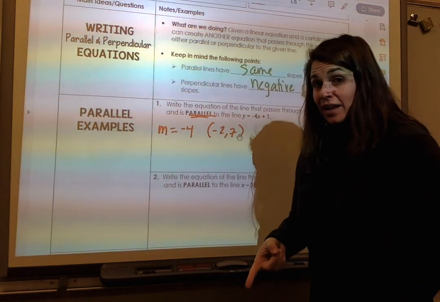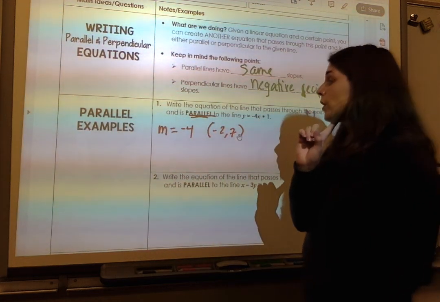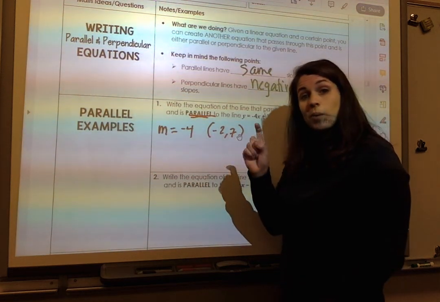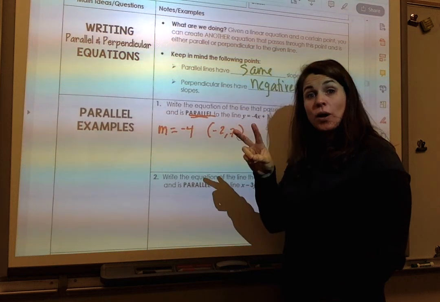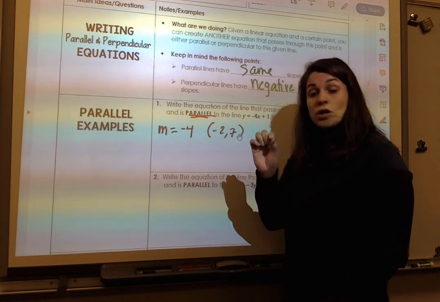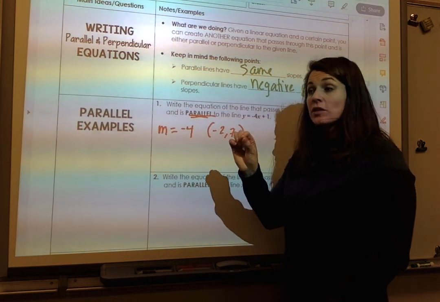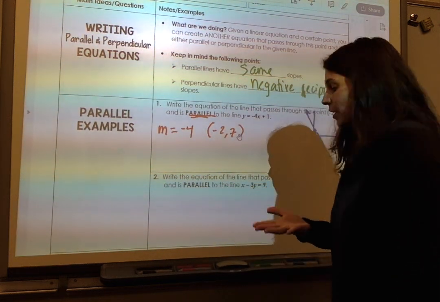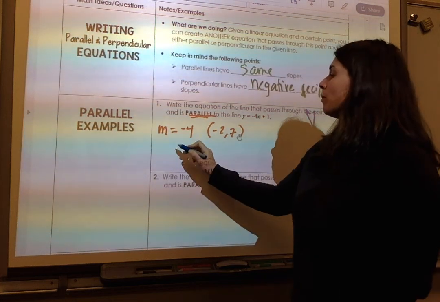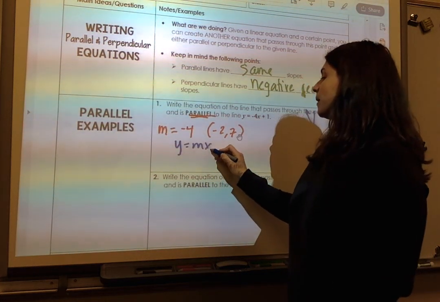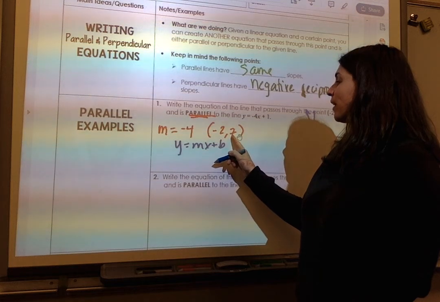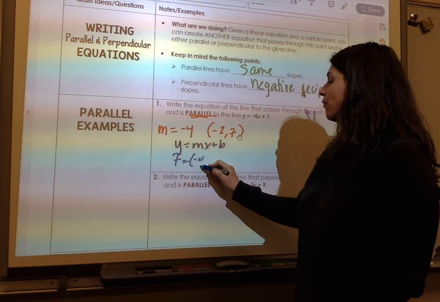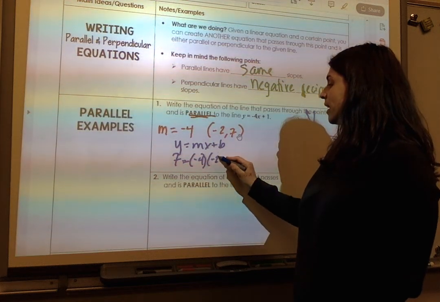We have already gone over how to write an equation of a line that passes through a certain point and has a slope. Remember a couple videos back, I gave you two options. You can use the point-slope formula, or you can use the shortcut. So I'm going to use the shortcut just because that's what I do. So my shortcut is y equals mx plus b. I know my y value is 7 because that's my new point. 7 equals, my slope is negative 4, and my x value of that point is negative 2.